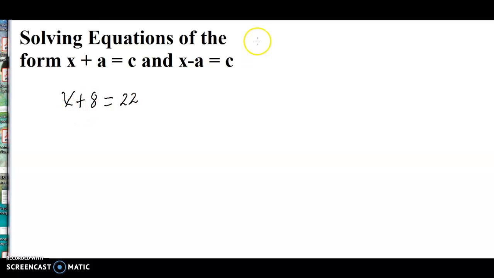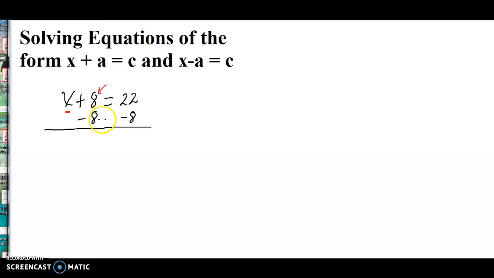So we want to get x by itself. This x needs to be by itself. And we see what is preventing x from being by itself is 8. So because that is adding 8, the only way I can get rid of that 8 is to subtract that 8 away. And so that's what I'm going to do.